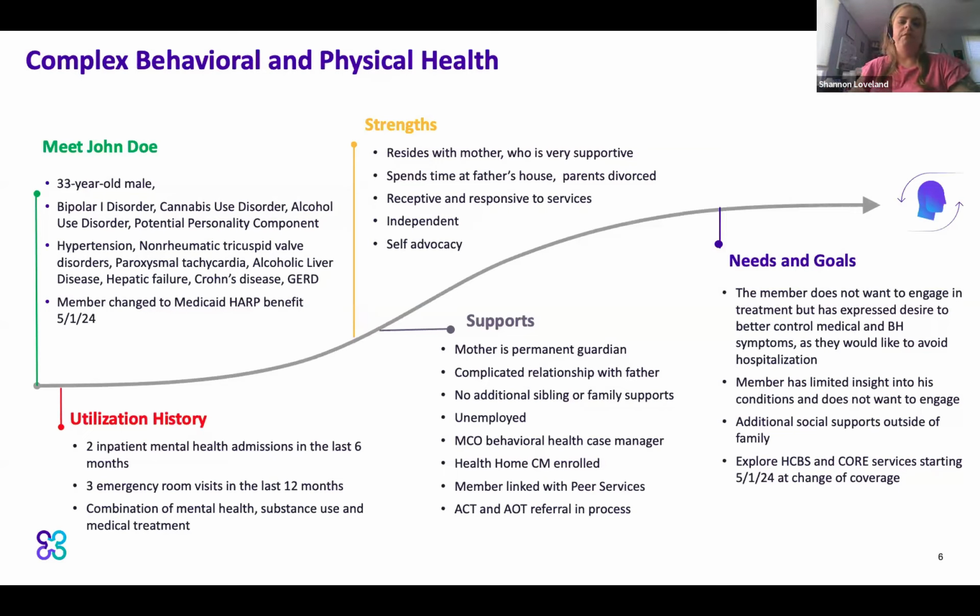So this is our member. We will call him John Doe. He is a 33-year-old male who currently lives with his mother, and he is a product of his parents being divorced. He has a relationship with both mom and dad, but does live with mom. He is diagnosed with bipolar 1 disorder, cannabis use disorder, alcohol use disorder, and there's a potential personality disorder component to him as well. He does have some pretty high medical needs as well, including hypertension, non-rheumatic tricuspid valve disorder, proximal tachycardia, alcoholic liver disease, hepatic failure, Crohn's disease, and GERD.